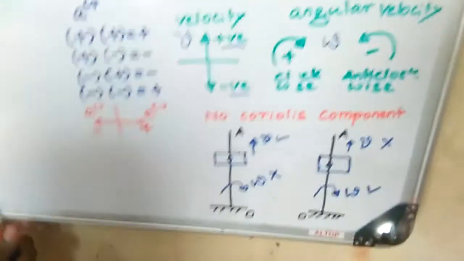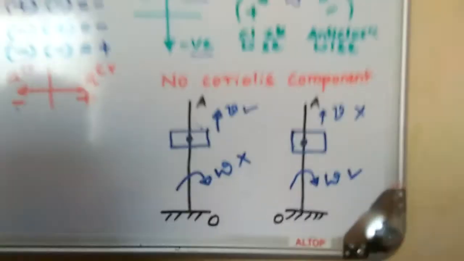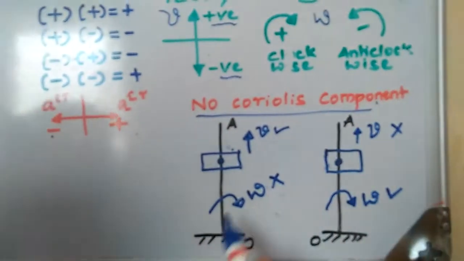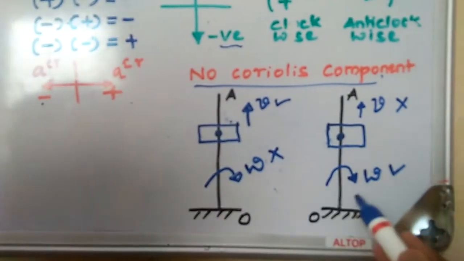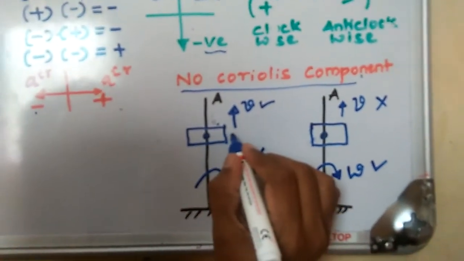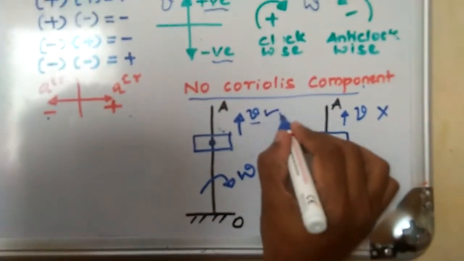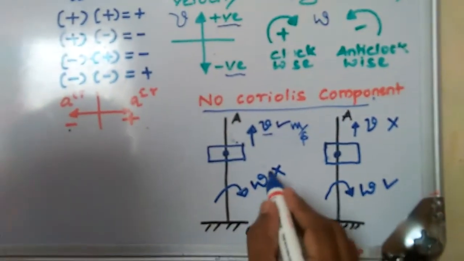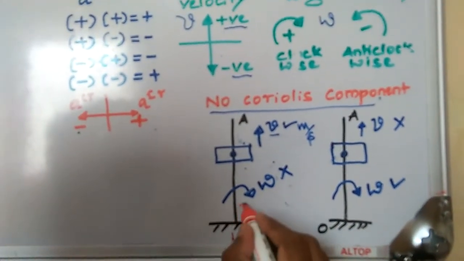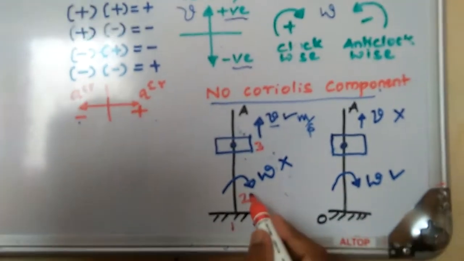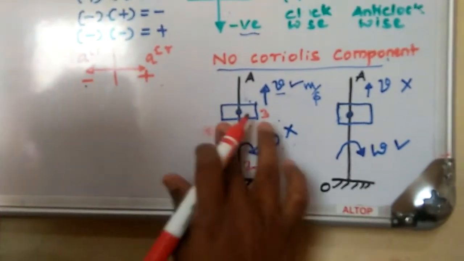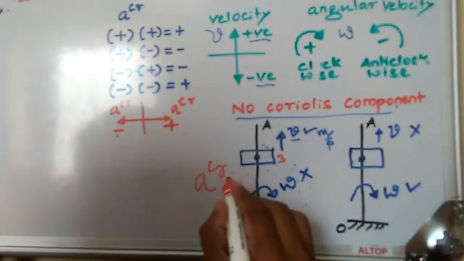Then the last bit, this is also important: when the Coriolis component will not be present. Consider I have taken link OA here also. This is a slider with a linear velocity V in meters per second, but there is no angular velocity. If you consider this as link 1, link 2, and link 3, for link 2 there is no angular velocity. Then there will not be a Coriolis component.